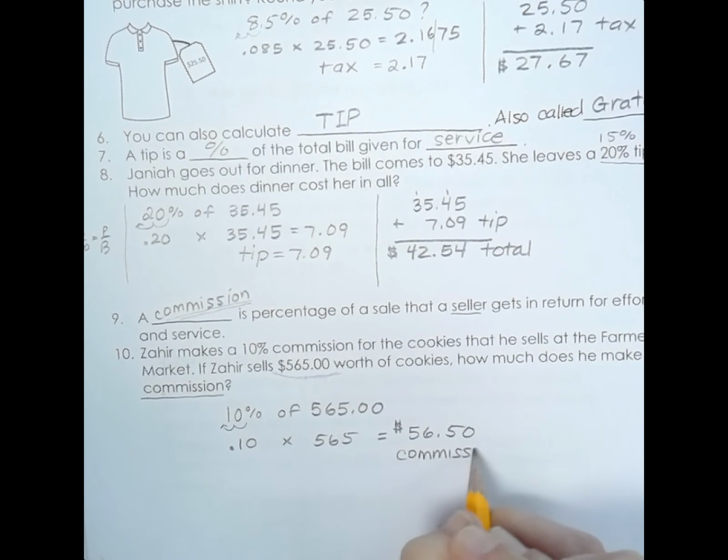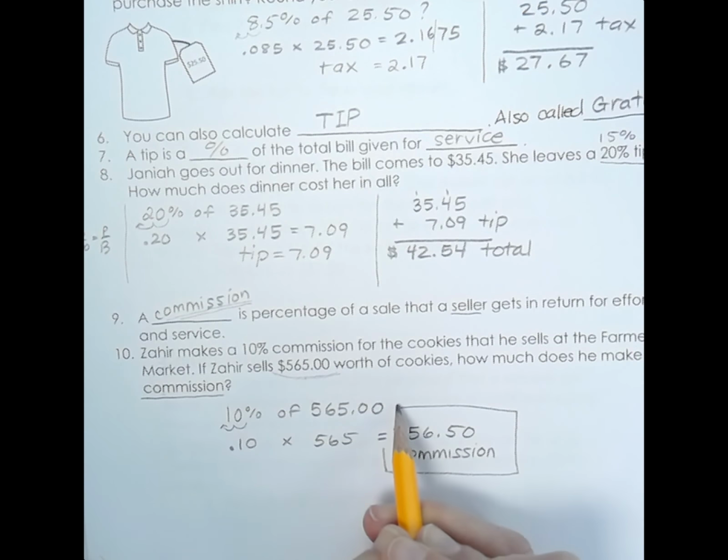And this time, we're going to stop there because he just earns 10% of what he sold. Whoever made the cookies or the company that he's working for would get the rest of that money, but Zahir gets to keep $56.50 for working and selling a lot of cookies. So let's try the problems on the back, see how you do with those. Don't be afraid to refer back to these examples to help you.